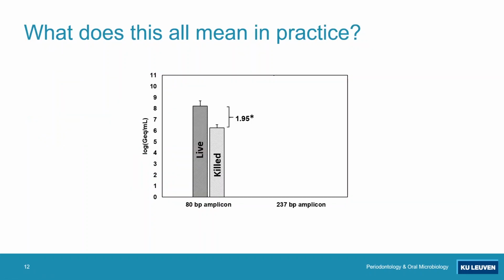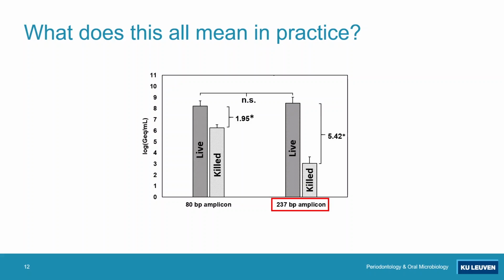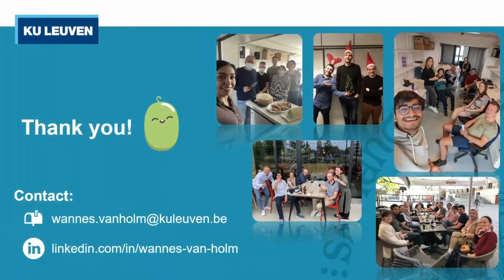Now, what does this all mean in practice? Well, if we look at our original amplicon, in which we only saw a 2-log reduction, when comparing our longer amplicon to this one, being the 237 base pairs, we saw that there was no significant reduction in the live detections, but the killed samples had drastically lower detections. The new amplicon is a drastic improvement over the original amplicon, being almost 3.5 log lower. So, if you ever design a viability qPCR assay, please do consider increasing your amplicon size. Thanks for listening.